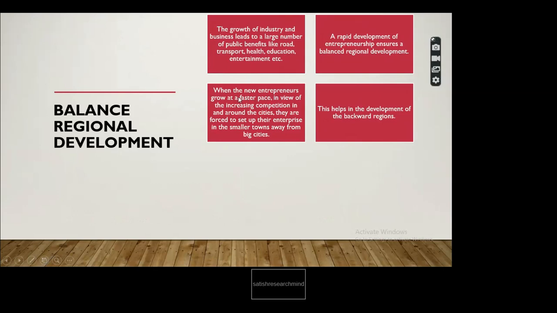When new entrepreneurs grow at a faster pace, in view of the increasing competition in and around the cities, they are forced to set up their enterprises in smaller towns away from big cities. Yes, this is very important. For example, after we have completed our graduation or postgraduation studies, we go to Bangalore, Chennai, Kolkata and Mumbai. Why can we not sustain in Guntur? Why can we not sustain in Vijayawada? Because of the lack of entrepreneurship skills. Because of the lack of entrepreneurship, we cannot start our own business in Vijayawada.